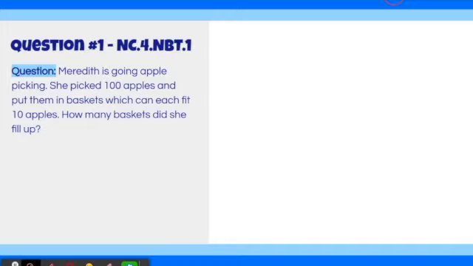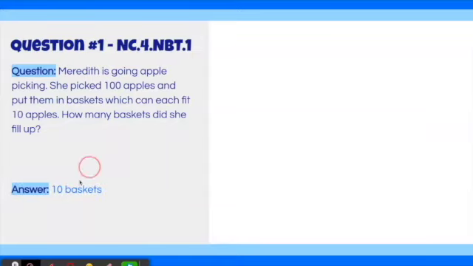Okay, so go ahead and pause the video here if you need more time for this question. The answer to this question is 10 baskets. So for this question, you're going to take the 100 apples Meredith picked and divide it by 10 because each basket can fit 10 apples. When you do that, you will get 10, which is the number of baskets she filled up. Okay, on to the next question.